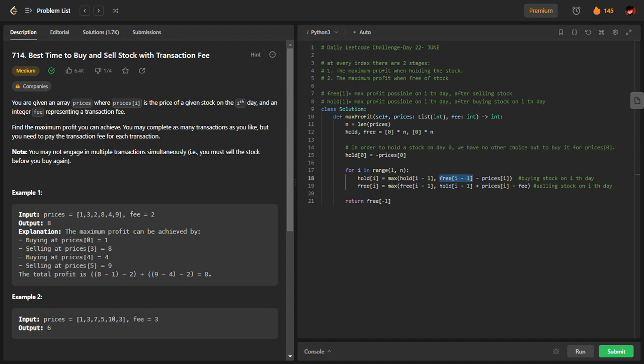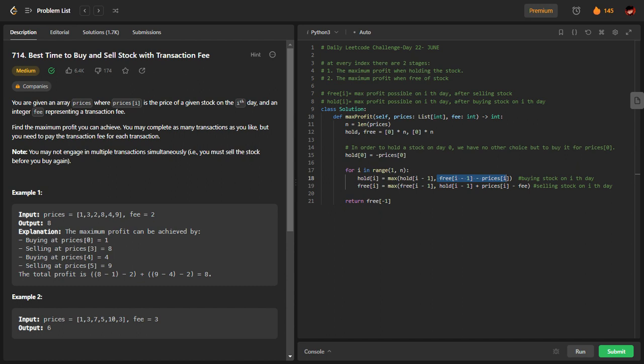I already told you, whenever we are going to get a stock for the first time, that is, we are going to buy a stock, it will come with a minus, and that's what we are doing here. So free of I minus 1 will basically tell me the maximum profit we have made till the I minus 1 stage of the free array. From that I'm going to subtract the price of the stock which I'm going to buy. I understand that this part is a bit unclear, but if you see the second statement, you will get more clarity on it.